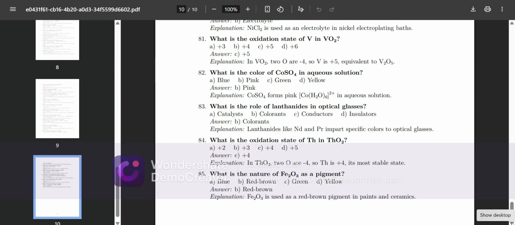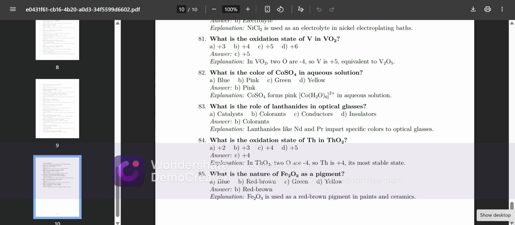What is the color of CoSO4 in aqueous solution? Pink. CoSO4 forms pink [Co(H2O)6]2+ in aqueous solution. What is the role of lanthanides in optical glasses? Colorants. Lanthanides like Nd and Pr impart specific colors to optical glasses.